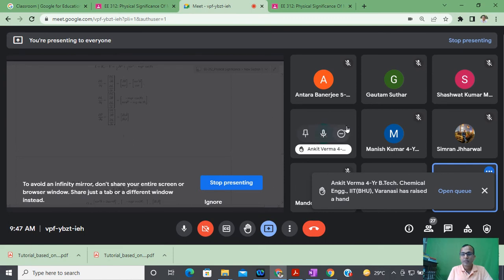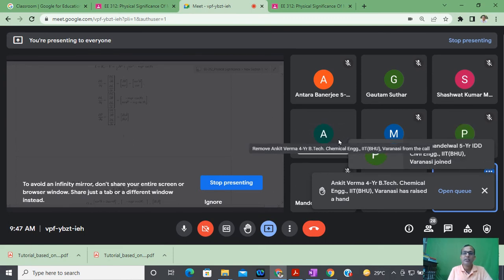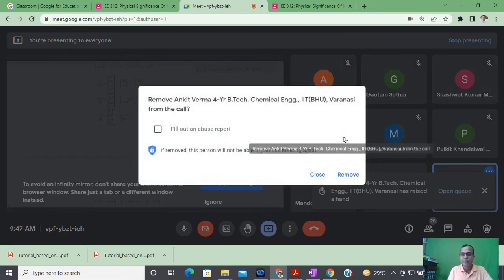Okay, so actually I have to remove Ankit because I think he's just doing time pass, so I have to remove him. Remove.